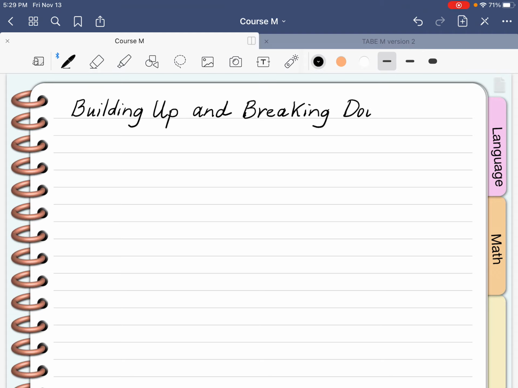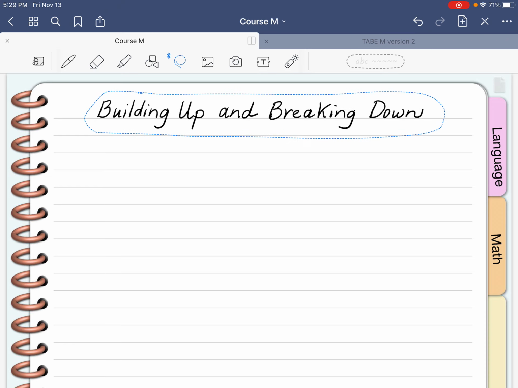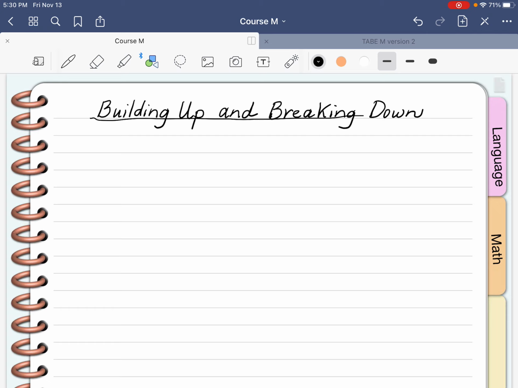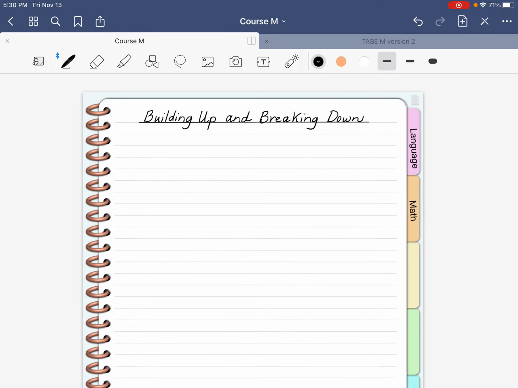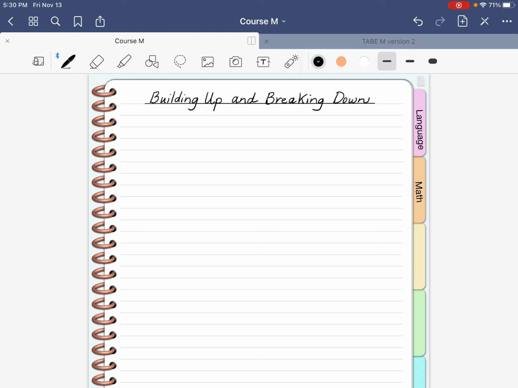Just about everything, if not everything, that you will ever do in math involves building up or breaking down. You are either building up numbers or you're breaking down numbers to figure out an answer. So if we understand about building up and breaking down, that's going to help us to understand math much, much better. So to show you how this works, I want you to draw yourself a box.